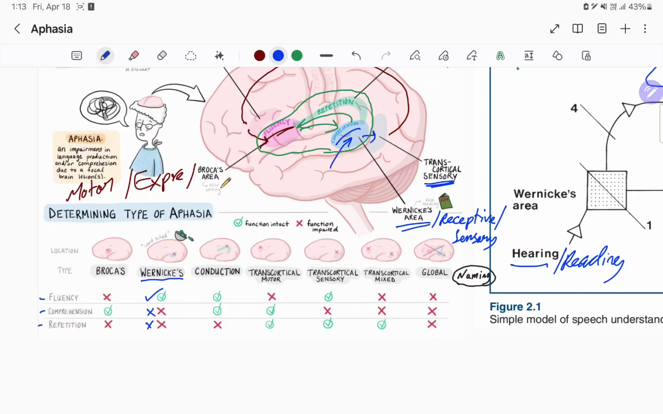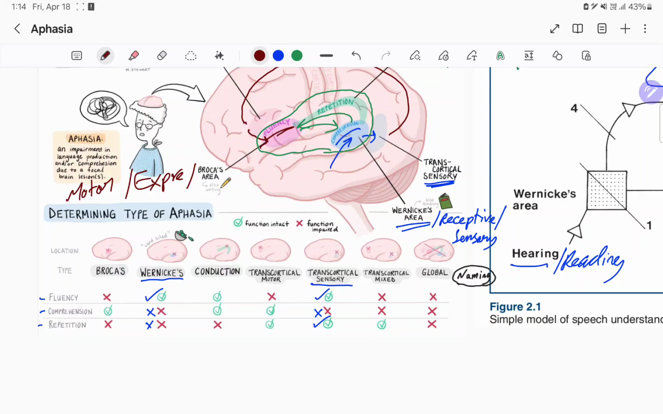So this patient will present with what is called word salad. The patient will produce words; however, these words are not correlated to each other, or are meaningless at the end of the day. The second part of comprehension is the transcortical sensory; again, comprehension will be affected. Fluency, however, will be intact, and because transcortical sensory is outside the repetition system, repetition will be intact.